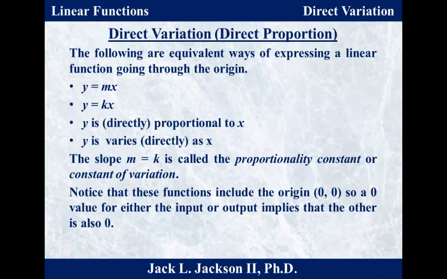And so basically the output is just some constant number times the input. So it's a proportion, and of course the ratio of the output divided by input is that constant, that slope. Okay. So notice that these functions include the origin (0, 0). So basically a 0 input gives you 0 output. And so every time the input increases by 1, the output increases by m, but they both start at the same point with 0.